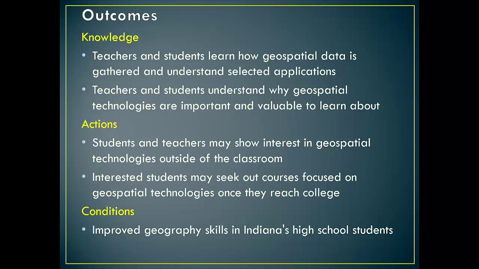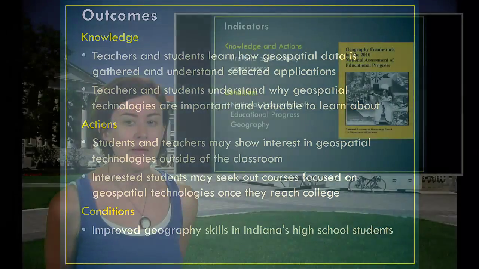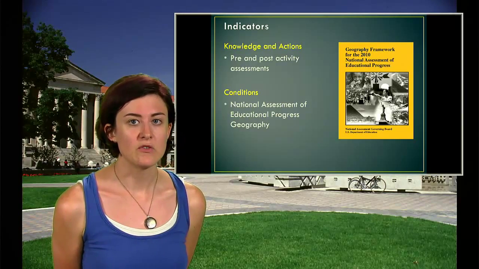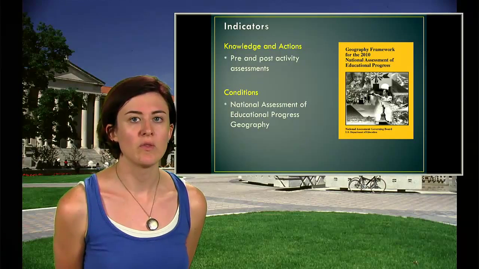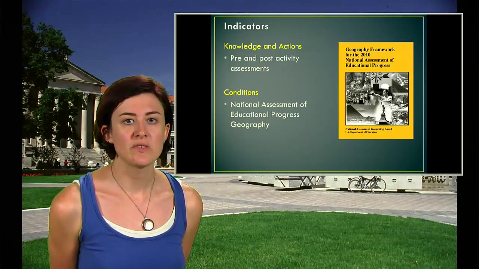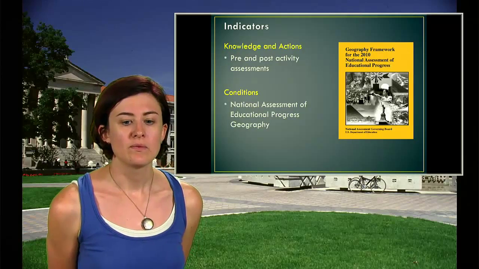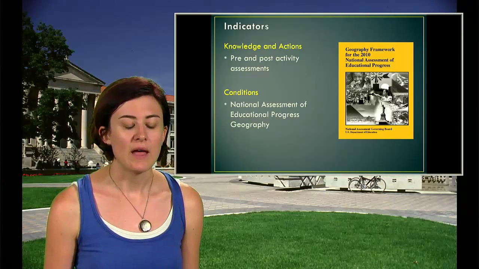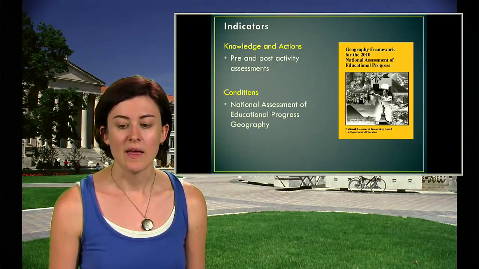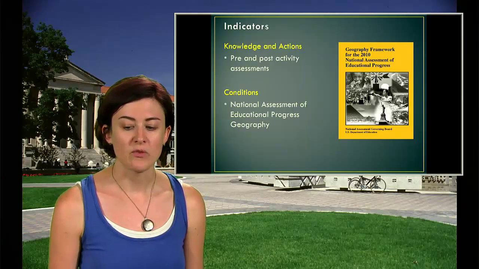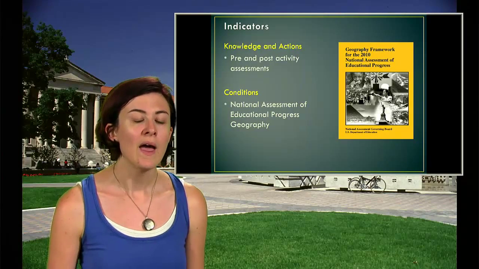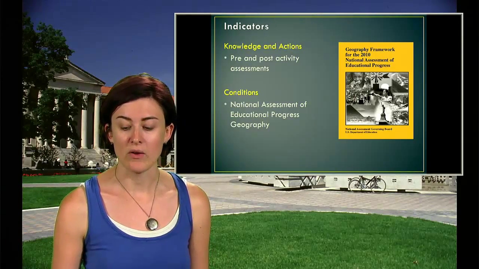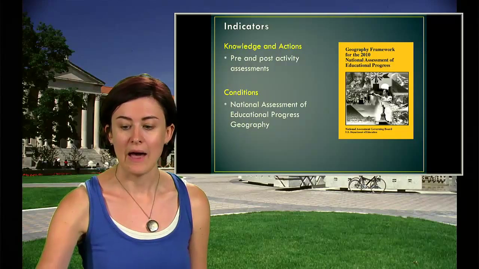And there's a few ways we can tell whether or not we're doing this. So for the knowledge and action goals, we can look at pre and post activity assessments. With both the teachers and the students when they participate in the curriculum and the workshop, just ask them whether or not their feelings and knowledge have changed about geospatial technologies and whether or not they're more likely to participate in those activities. And then for the conditions, we can look at the National Assessment of Educational Progress in Geography and compare schools that participated in the curriculum versus schools that did not, and whether or not there is a significant change in the outcome of those tests.